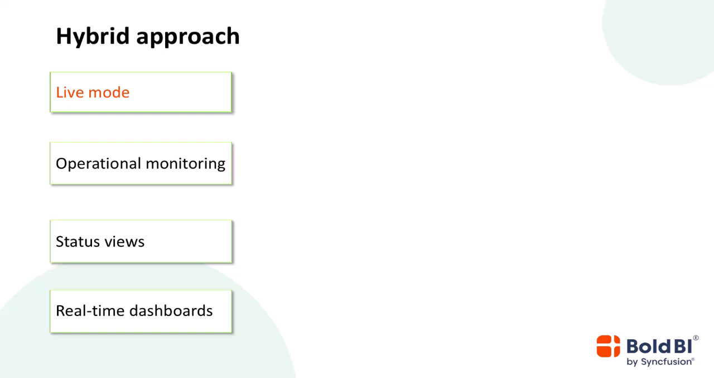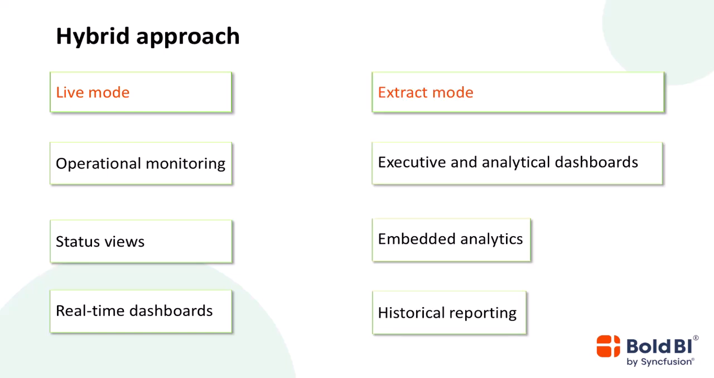Based on these considerations, we recommend using a hybrid approach for best results. Use live mode for operational monitoring, status views, and real-time dashboards. Use extract mode for executive and analytical dashboards, embedded analytics, and historical reporting. This gives you real-time visibility where it matters and performance where scale matters.